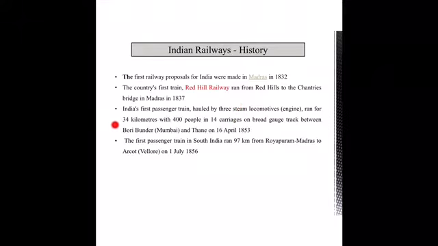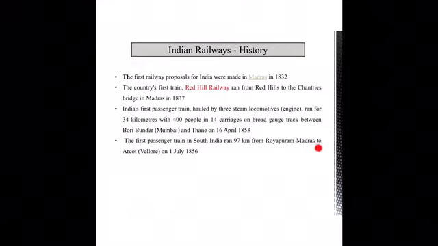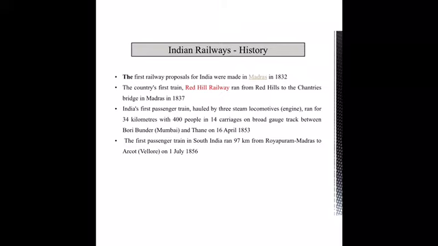Also, the first passenger train in India ran for 34 kilometers, carrying 400 people in 14 carriages, on broad gauge track between Bori Bunder, Mumbai, and Thane on 16 April 1853. Coming to South India, the first passenger train ran between Royapuram, Madras, and Arcot, Vellore, in the year 1857, for a total length of 97 kilometers.